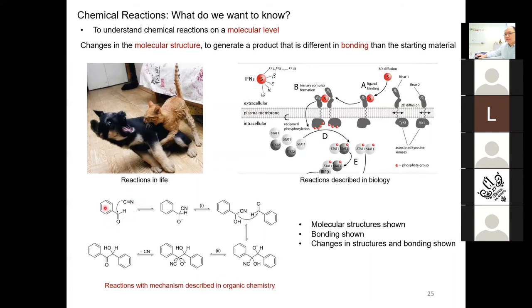So we can say this is the starting material. This attack here, the bonding of the molecule changes, right? And this is the product. You can see this bond seems new. So we want the molecular structure shown, we want the bonding shown, and we want the change in structure and bonding shown. We want to see the starting material, its structure and bonding, the product, its structure and bonding, and how the starting material becomes the product and how the bonding changes gradually.